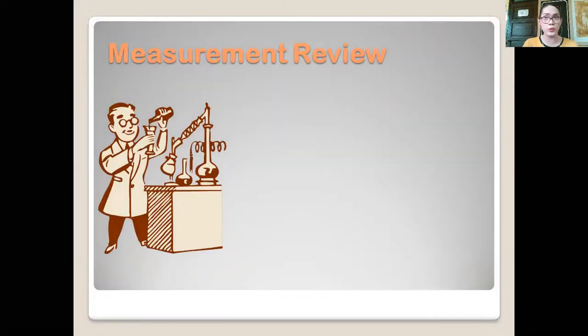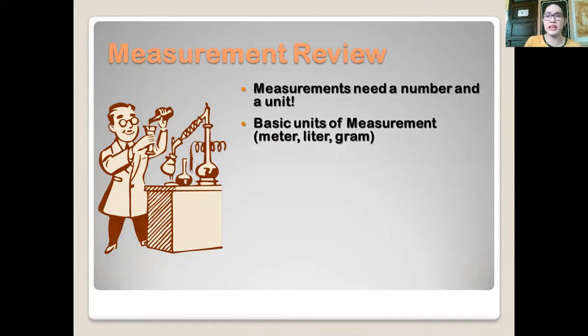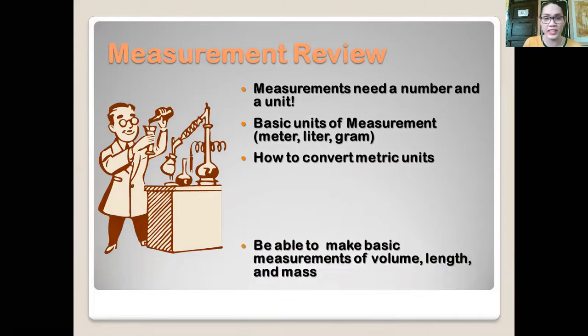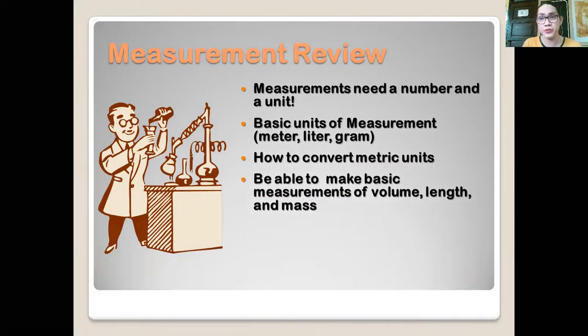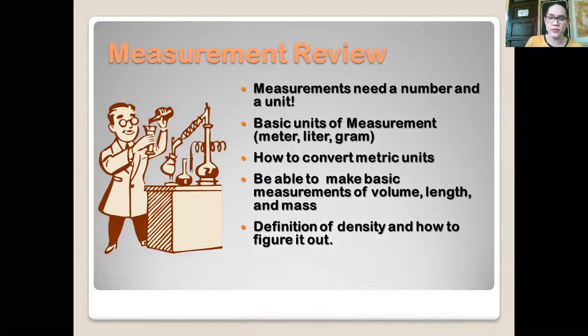So, measurement review. Let's try to review before we end our video discussion. Measurements need a number and a unit. Basic units of measurement are meter, liter, and gram. How to convert metric units? We mentioned it a while ago: English to metric, metric to English, and metric to metric. Be able to make basic measurements of volume, length, and mass. And of course, the definition of density and how to figure it out.